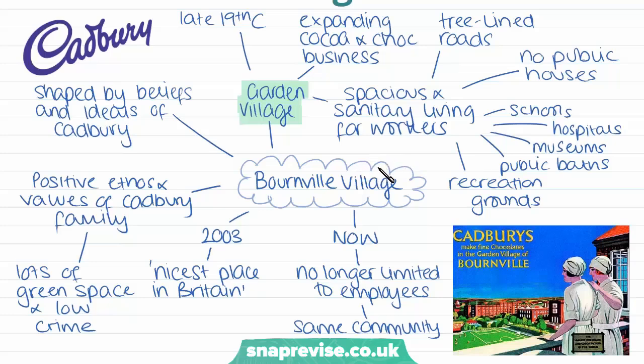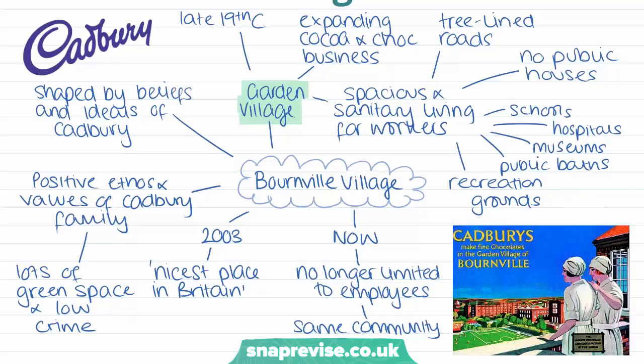And they also set up things like schools, hospitals, museums, public baths and recreation grounds for not only the workers but also the families of the workers as well. They also laid out a tenth of the estate as parks, recreation grounds and open space, and this proved to be a key driver in the later development of the garden city movement that happened across the UK. So the Bournville village is a very good example of an original garden city.